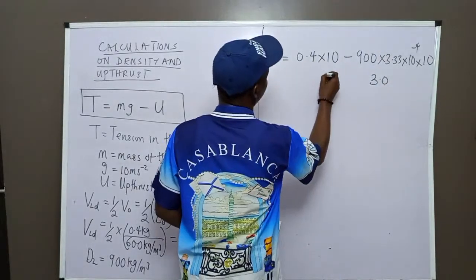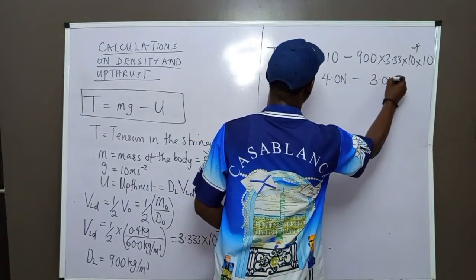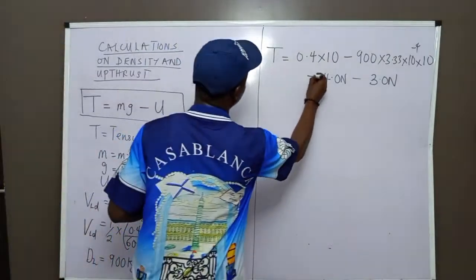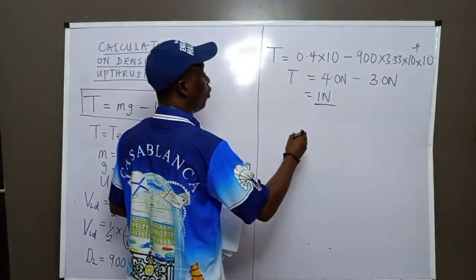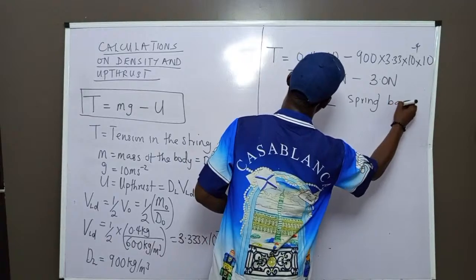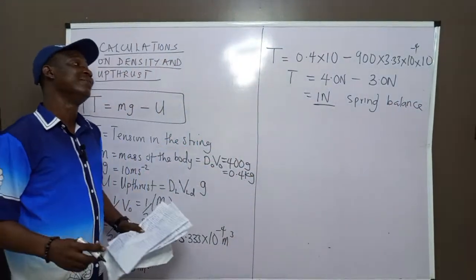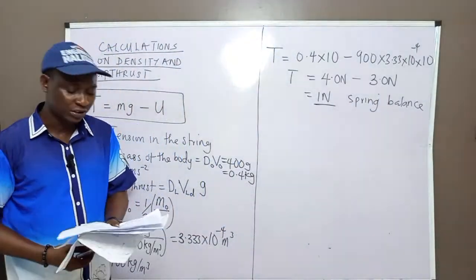Then this one will give us what? 4.0 Newton minus 3 Newton. Well, what will now be our tension? 4 minus 3 will give us 1 Newton. So this is what the spring balance will read. That means as the body is placed in paraffin, the spring balance will read 1.0 Newton. That is what it's going to read.